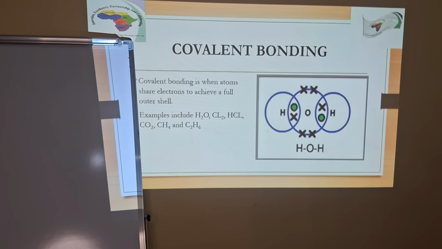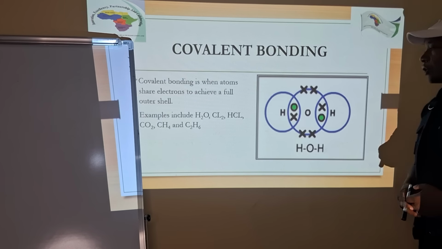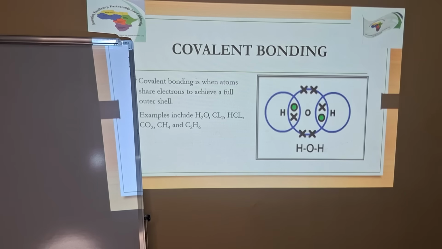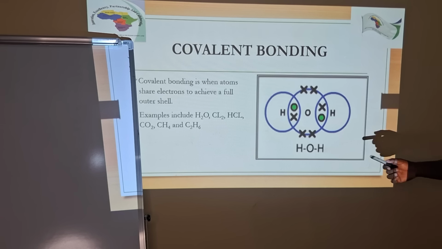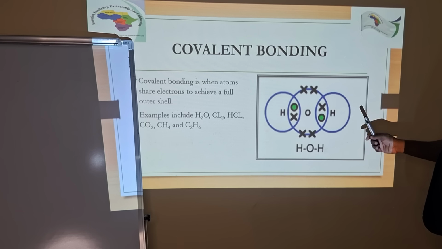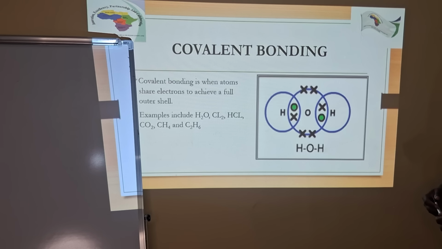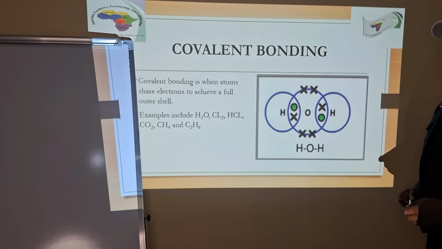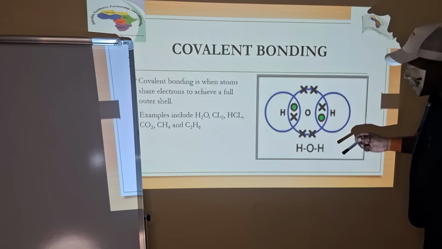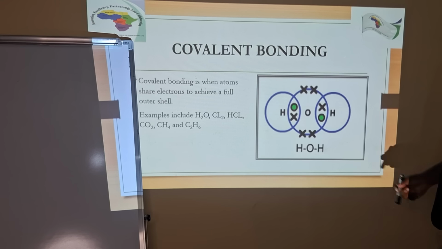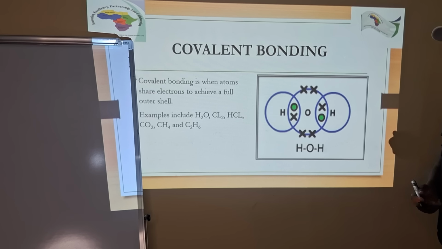So examples of covalent bonding, we have got the water molecule, the chlorine molecule, hydrogen chloride, carbon dioxide, and we also have methane and ethane. So this illustration here is showing how covalent bonding works in a water molecule, right? If we look clearly here, we've got a hydrogen atom, whose electrons are represented by these dots. These dots here are representing the electron from the hydrogen atom.